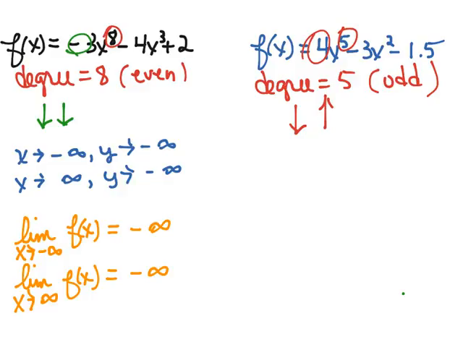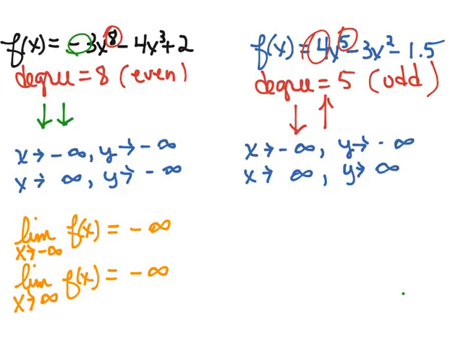So if we want to write this a little bit more technical answer, we would say as x approaches negative infinity, our y is approaching negative infinity. As x approaches positive infinity, our y values are approaching positive infinity.